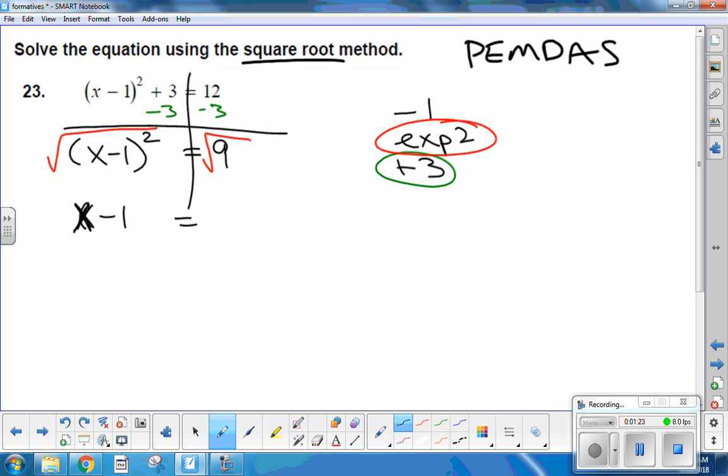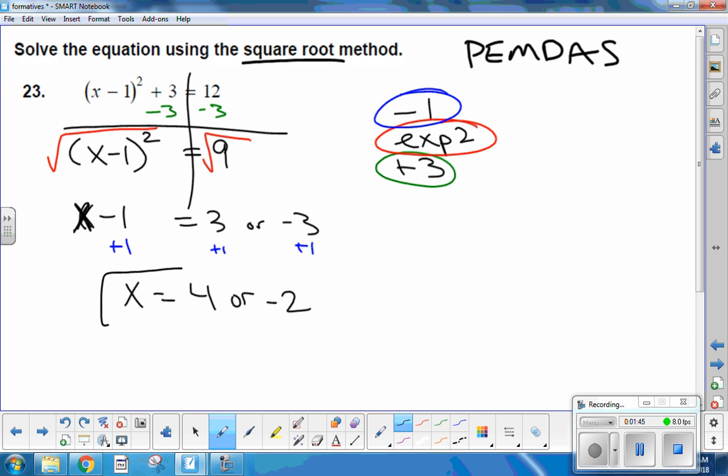And then you have to remember that every number has 2 square roots. The square root of 9 is going to be 3 or -3. Then I have to get rid of a -1. I have to add 1 to both sides, every piece. So I get x equals 4 or -2. And that would be my answer.